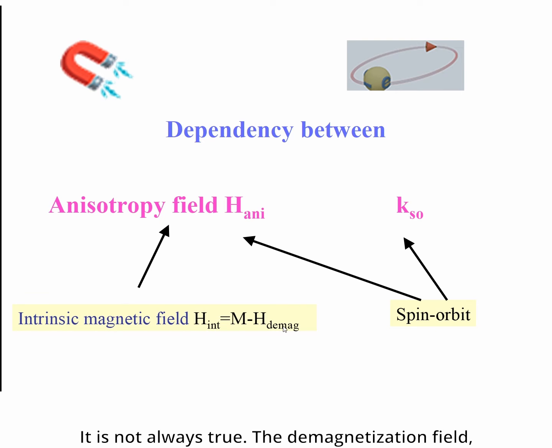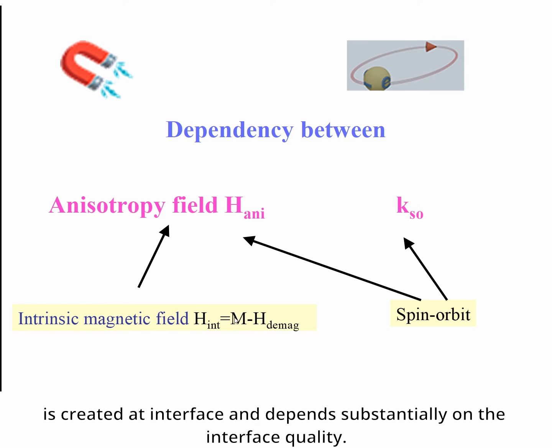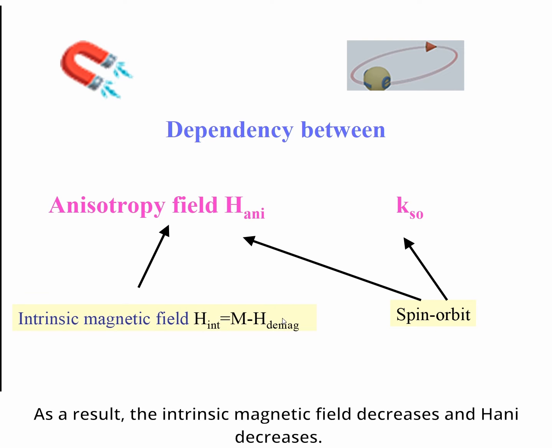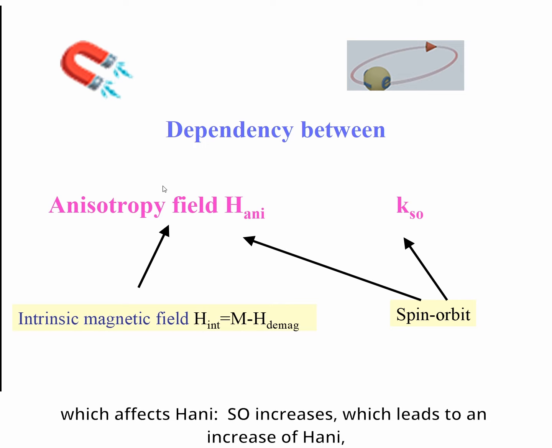The demagnetization field, which contributes substantially to the intrinsic magnetic field, is created and depends substantially on the interface quality. When the quality of the interface becomes better, the demagnetization field increases. As a result, the intrinsic magnetic field decreases. The anisotropic field decreases. Therefore, we have two opposite tendencies which affect the anisotropic field.